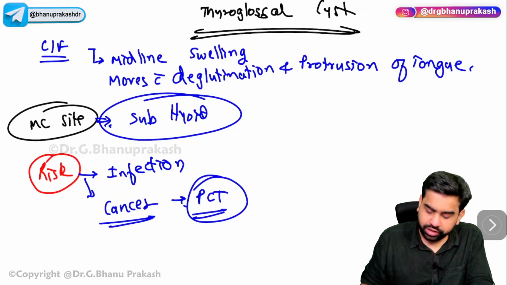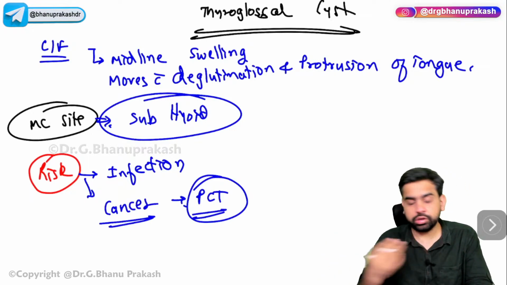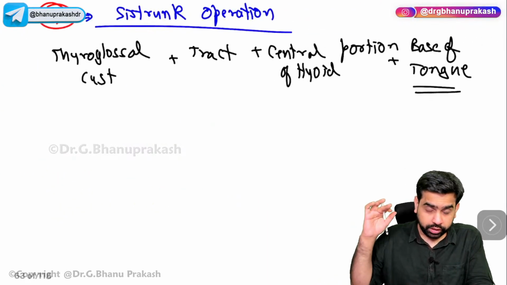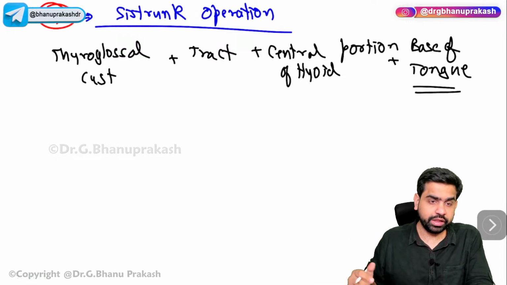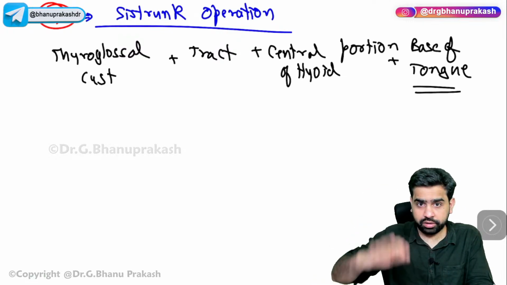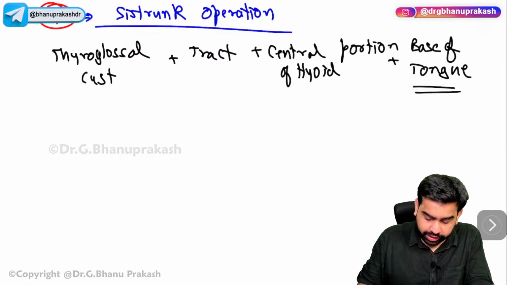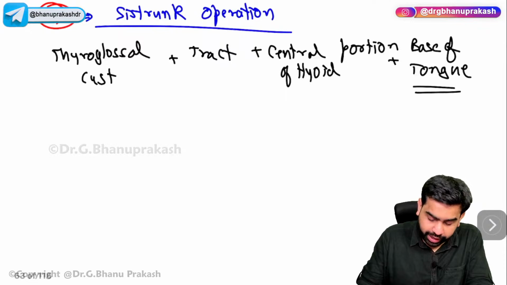Other things are relevant for the diagnosis. Obviously, you can do an ultrasound, you can do an FNAC, all those things. This is more common in females as compared to males. That's all fine. Now, the management is the Sistrunk operation. You remove the thyroglossal cyst, tract, central portion of the hyoid bone, and the base of the tongue.